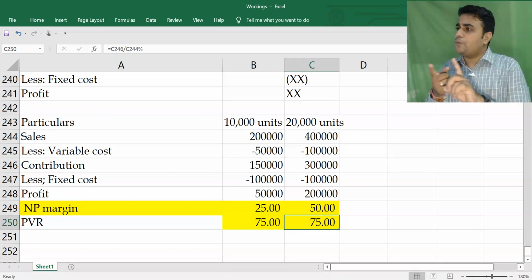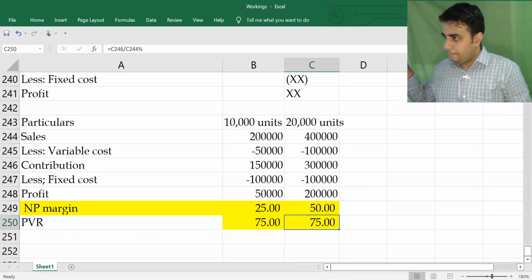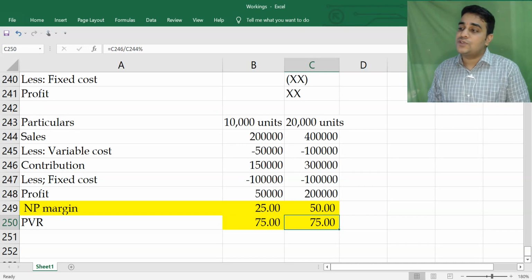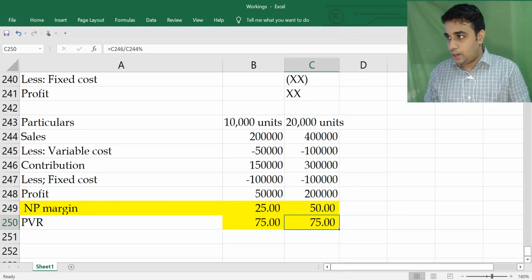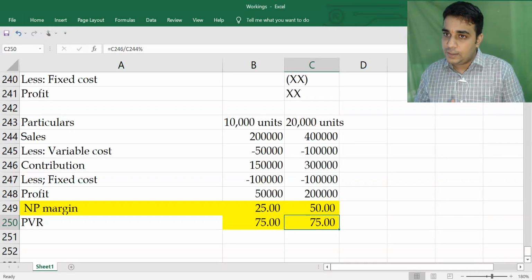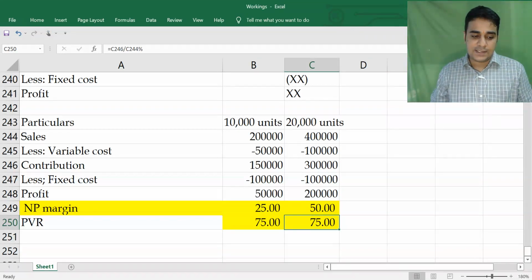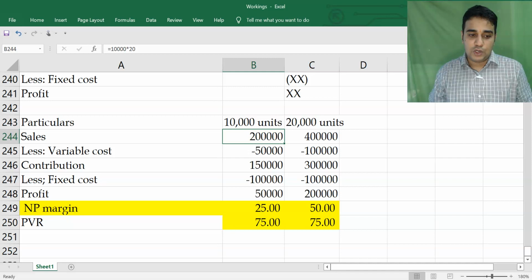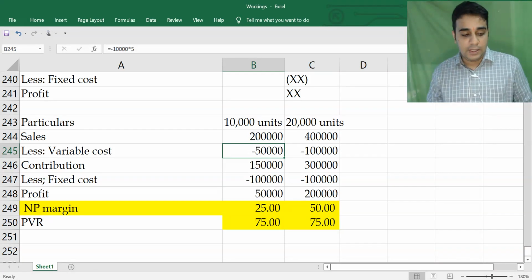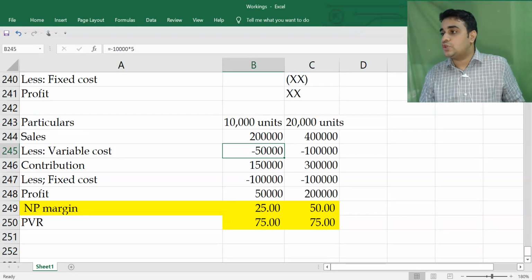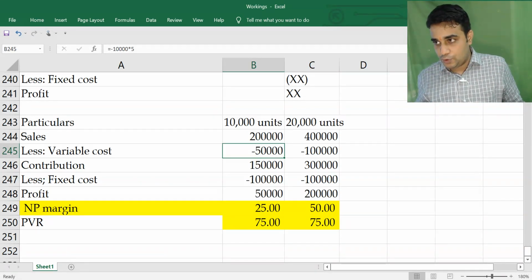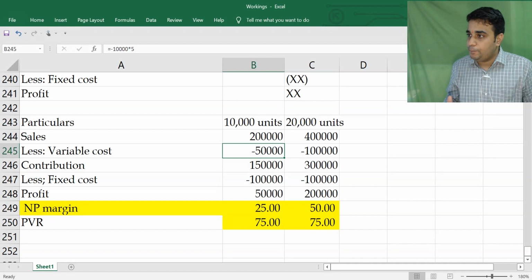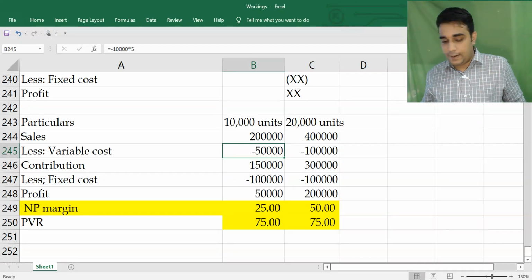Okay, so PVR, one formula is contribution by sales. Another formula is contribution per unit by selling price. In this case, your selling price was 20, variable cost is 5, so contribution per unit is 15. 15 by 20 into 100. 15 rupees is the contribution divided by 20 rupees of selling price into 100.